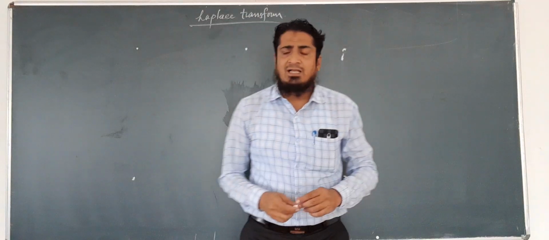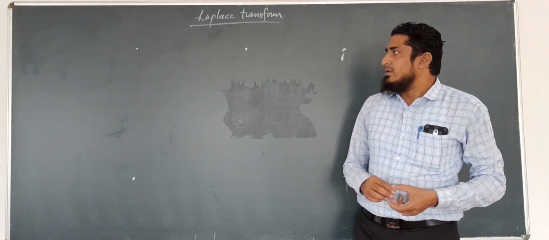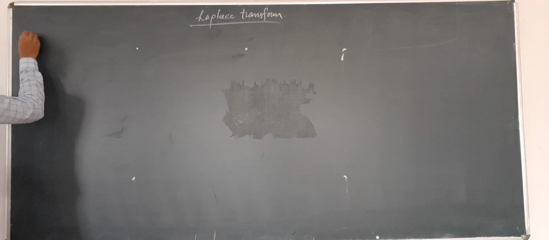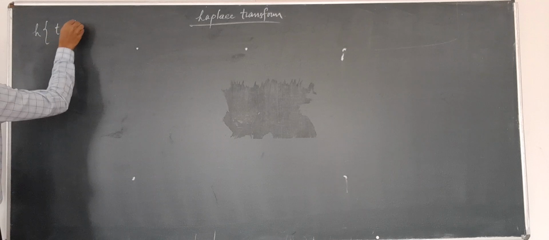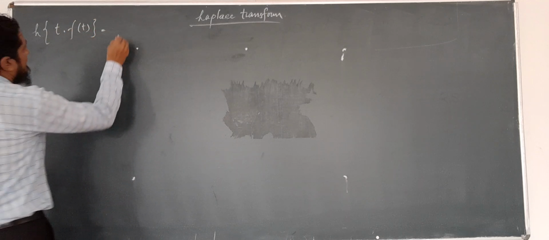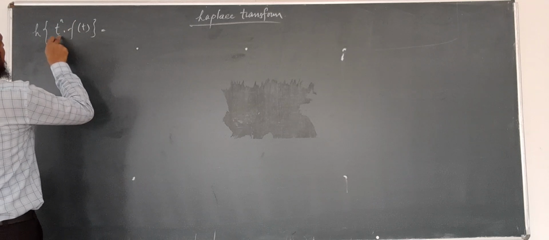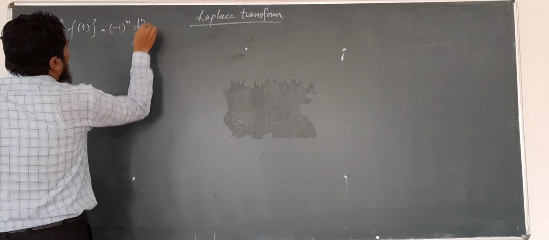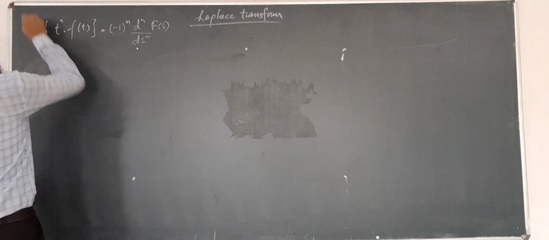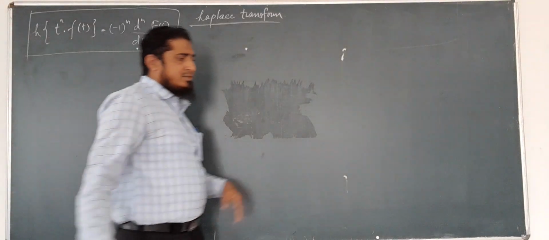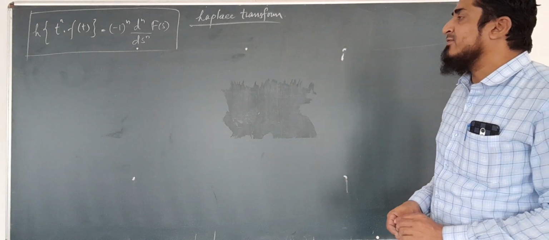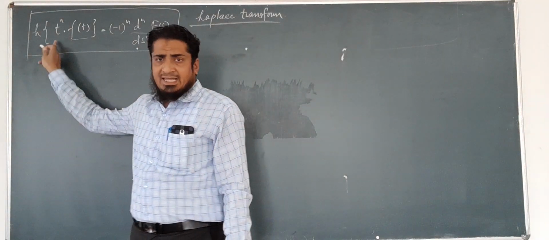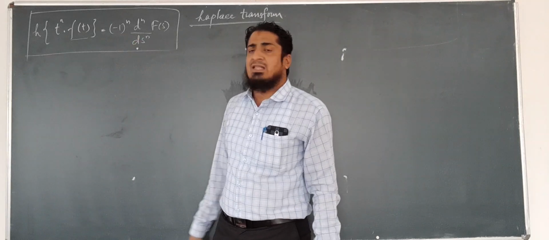now we will see some special type of examples which use a specific theorem to solve. The statement of the theorem is: the Laplace transform of t raised to n into f of t is equal to minus 1 raised to n, d^n by ds^n of f of s. Correct? We have to use this formula to solve examples, and we can see that when a function has multiplication of the variable t, then we will use this type of equation to solve the example.